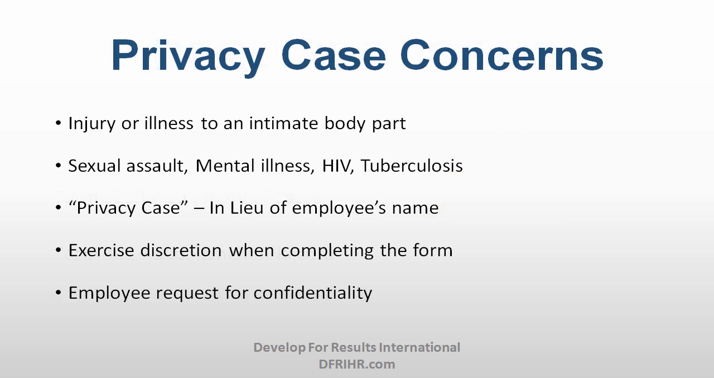Privacy cases are those involving injury or illnesses to intimate body parts, intimate illnesses, or contamination with other potentially infectious materials. Listed on the 300 log as privacy case, do not enter the employee's name on the form. Use discretion when describing the injury on both the 300 and 301 forms, if you believe the employee may still be identifiable.